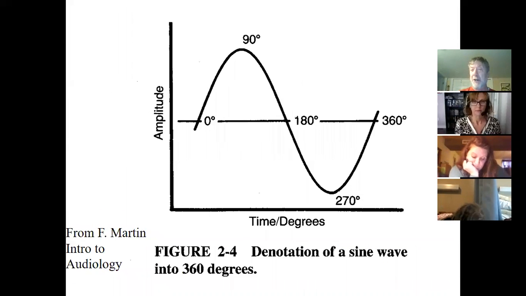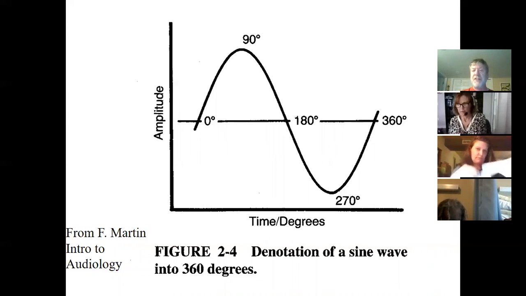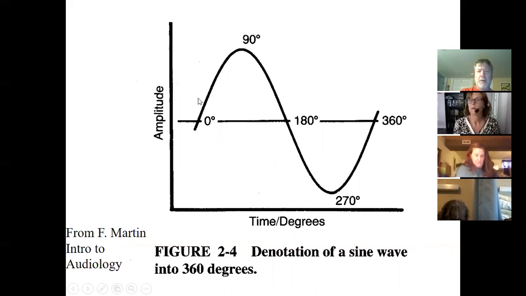Next, here you go. This is a simpler picture. Back to normalcy. Again, look at one wave, one denotation of a sound wave into 360 degrees. There you go. Starting at 0, 90, 180, 270, back to 360. Now you can call that 0 again.